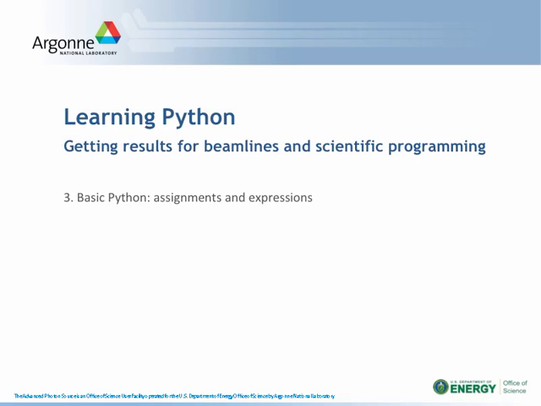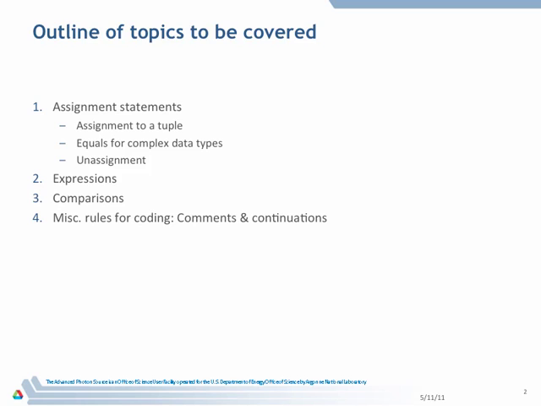So let's talk about how you actually do something with Python. We've talked about data types. We've talked a little bit about assignment, but we haven't really gone into it in too much depth. So assignment statements. We'll talk about how assignment works in more depth. We will talk about how equals actually works. We will talk about how you undo assignment, which somebody asked about yesterday.